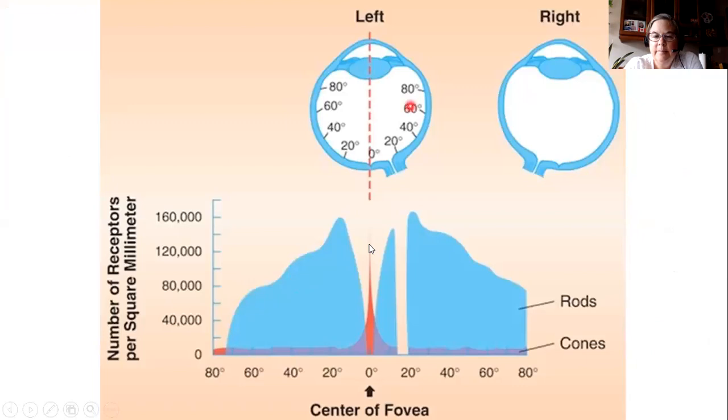What I like about this image is we can see here, this is our fovea centralis, the center of the fovea. So the red here is my cones, so I see lots and lots of cones there. And then here, I see nothing, right? There are no photoreceptors there. So any light that lands in this spot, we don't see anything because there are no photoreceptors there. Okay.